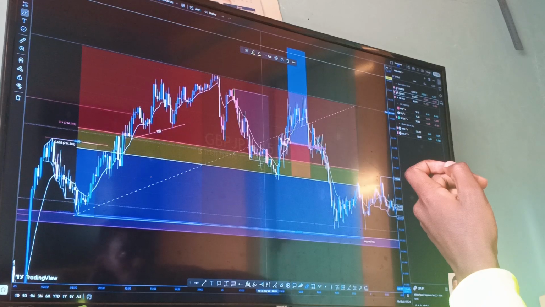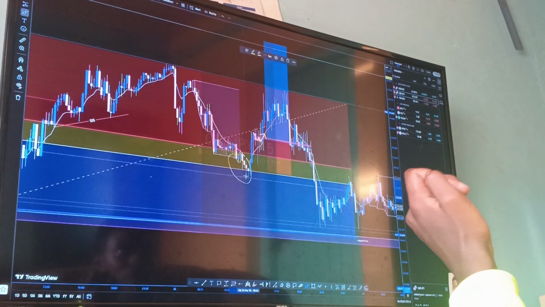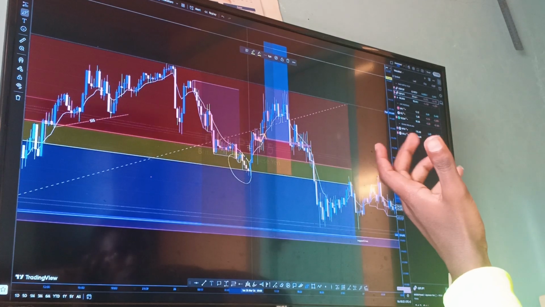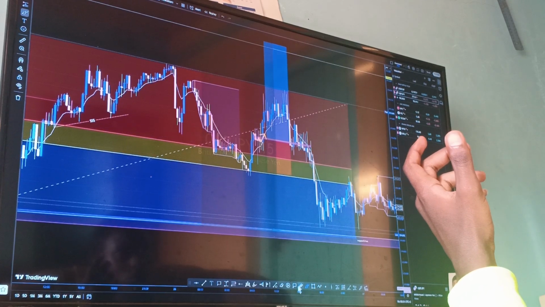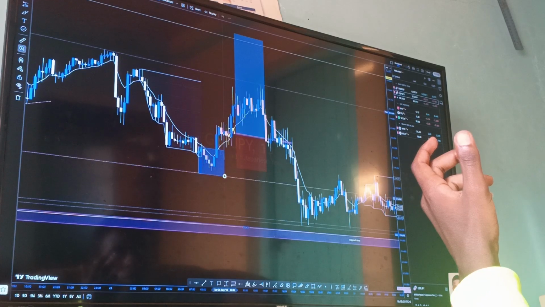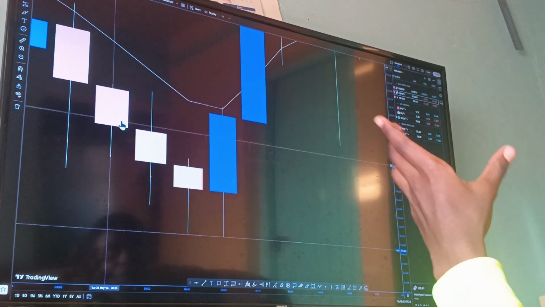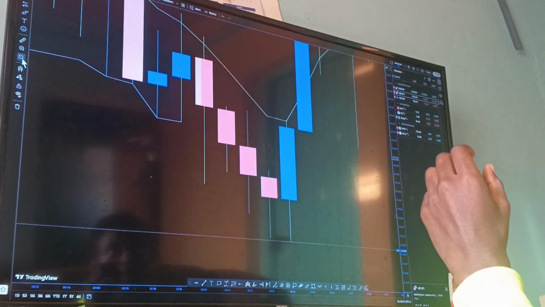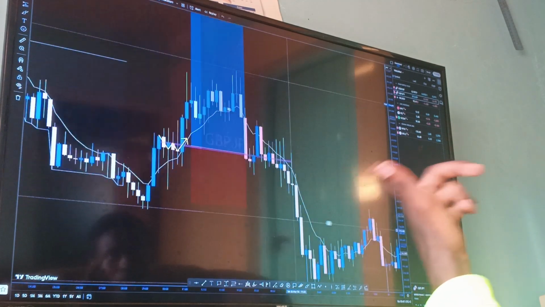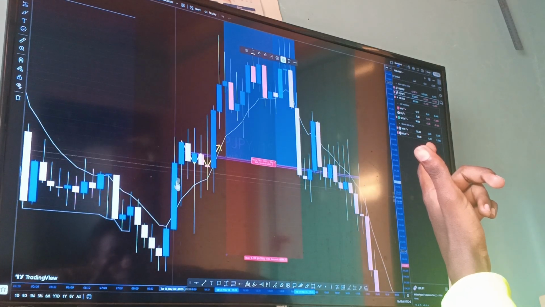Price retraced back to the 50%, to the 0.6 level. Had a very bullish engulfing candlestick over here. Let me show you. This was the candle over here, a very bullish engulfing candlestick, engulfing two other red candlesticks. Then a W pattern. Let me show you the W pattern over here.